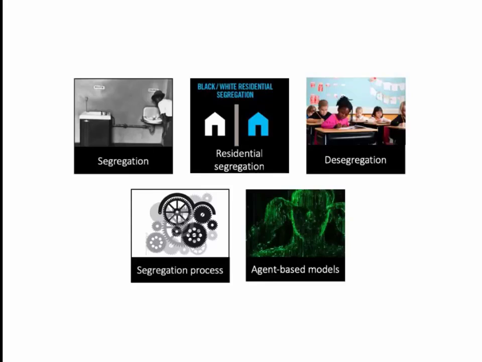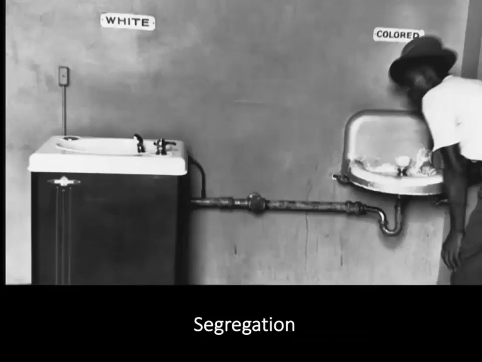Which tells us that there seem to be some other forces at play, that it's not just discrimination at the individual level. Assuming that nowadays we are much more tolerant than, let's say, 40 years ago, which I hope we are. Anyway, then we talk about the segregation process and agent-based models, but that's setting the scene for what's going to come on Thursday.